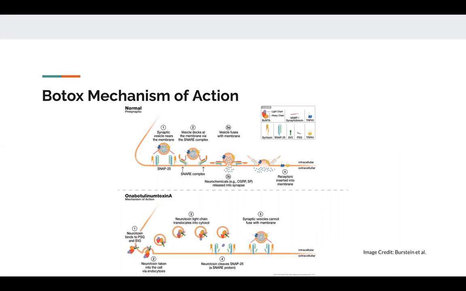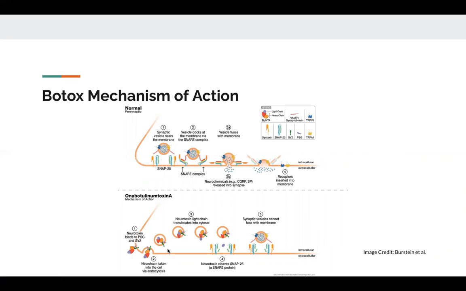So a little bit about how Botox works. It's known to bind to polysialoganglioside, also known as PSG. It contains sialic acid residues, which are the components of glycoproteins. It binds to the synaptic vesicle protein 2, which is SV2, a vesicle protein that is exposed during fusion. So after that, it enters the cell by endocytosis.